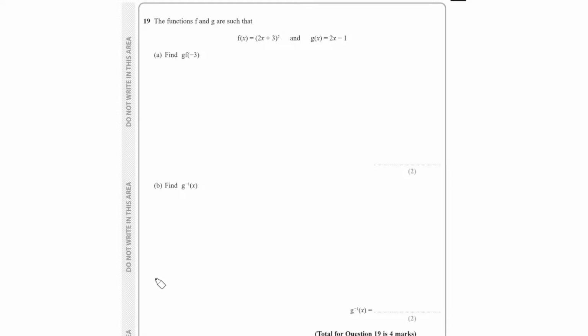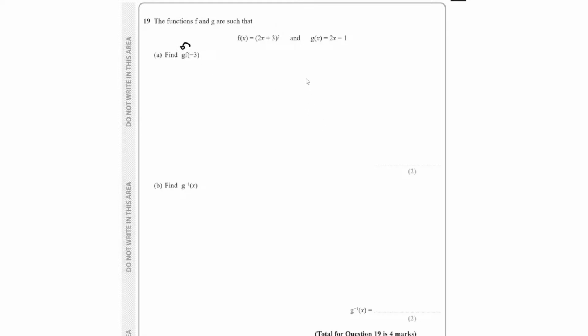All right, question 19. We've got functions now. This is actually quite a nice one, considering we're almost at the end. So functions f and g are such that f of x is 2x plus 3 all squared, and g of x is 2x minus 1. First of all, find g of f of minus 3. So this is a composite function. So you just have to remember which way around it goes. It's always backwards, as in we're going to sub f into g.